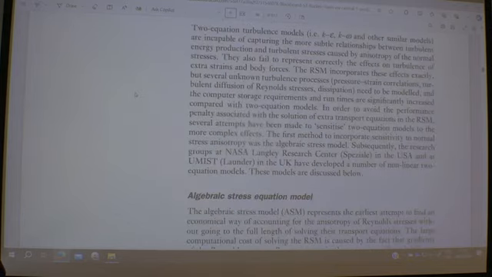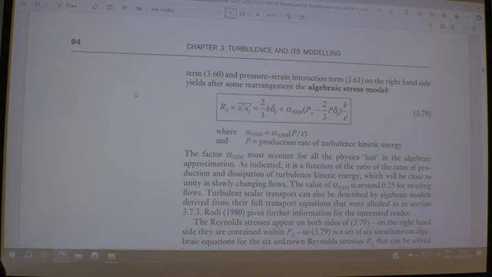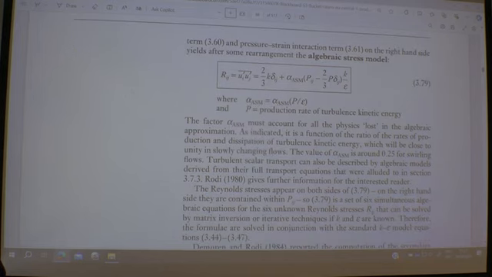And the ASM model, let's see now, he has some examples of how you can find the different Reynolds stresses based on, for instance, K and epsilon.